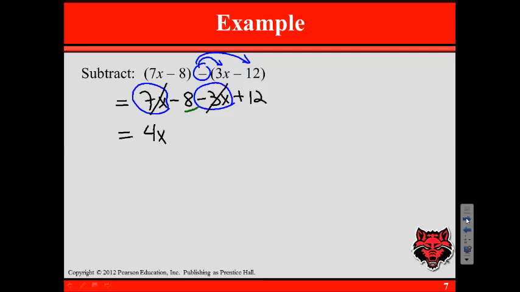We go to the next term that's not canceled out, which is a negative 8. That is a constant term. 12 is also a constant term. Negative 8 plus 12 is a positive 4. So we're finished with those two terms. We've used every term in the original algebraic expression, and we are finished.